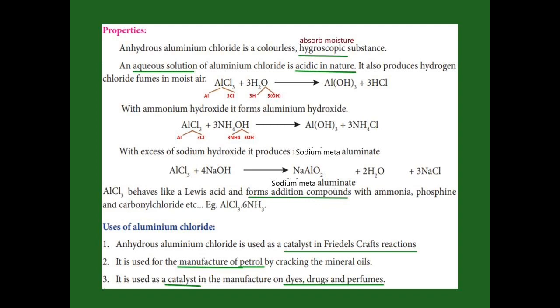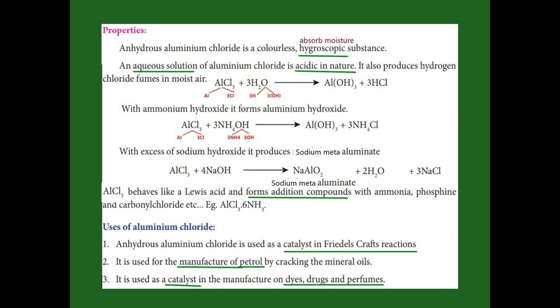Now, aluminum chloride is a Lewis acid. As a Lewis acid, it forms addition compounds with ammonia, phosphine and carbonyl chloride. For example, aluminum chloride with 6 moles of ammonia forms an addition compound, AlCl3 and 6 moles of ammonia.